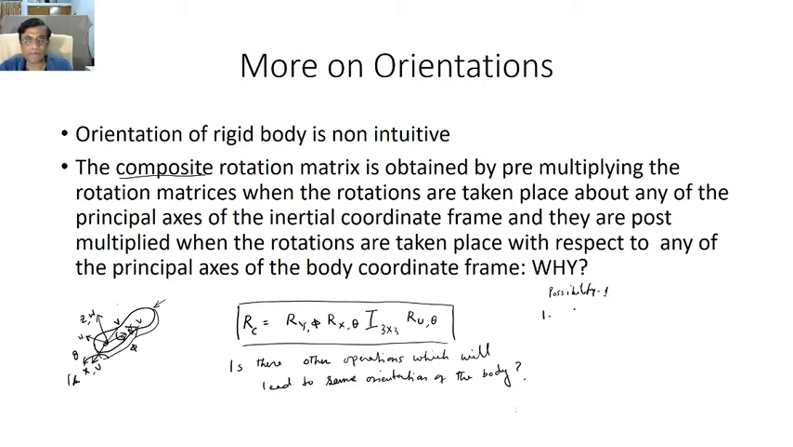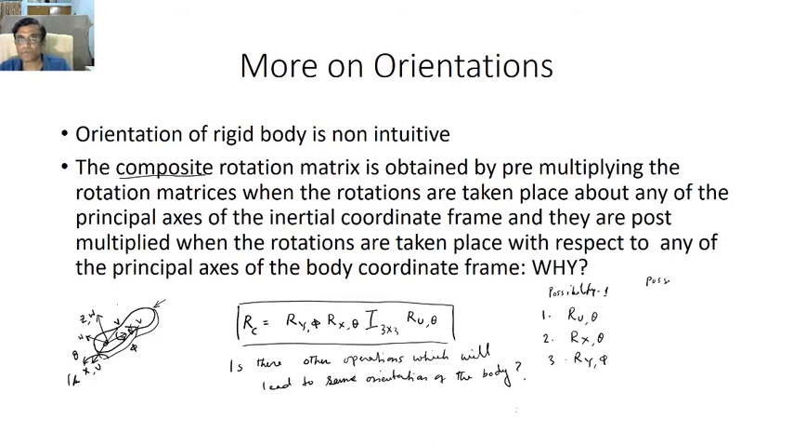How it could be that the body is rotated first about the body coordinate frame by an angle. So this is my first. Second, third.